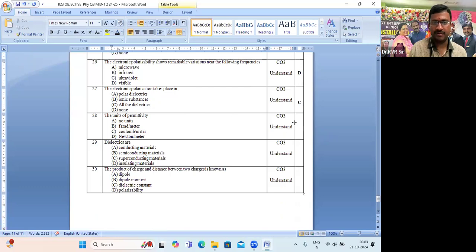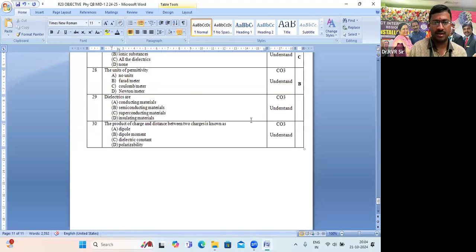And then the units of permittivity. The permittivity of free space has units of farad per meter. Option B is the right answer. Dielectrics are insulating materials. Hence, option D will be the right answer. And the last one: the product of charge and the distance between the two charges is known as, obviously, a dipole moment. So option B will be the right answer.